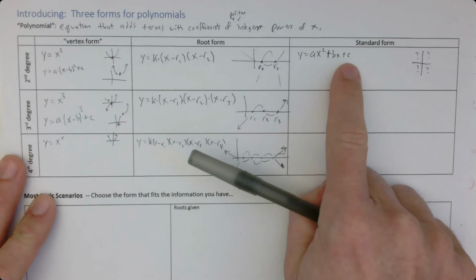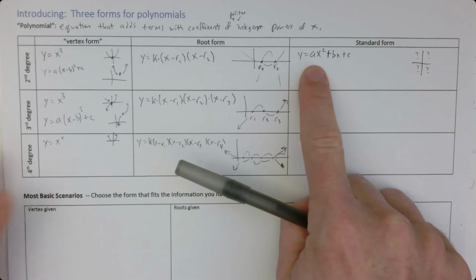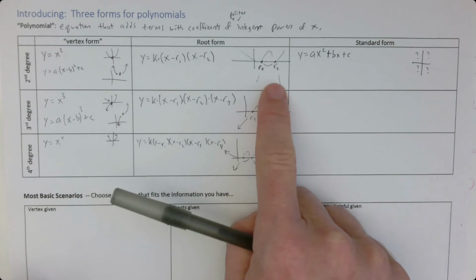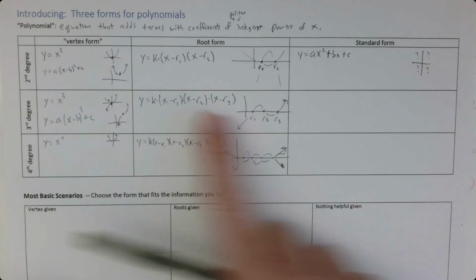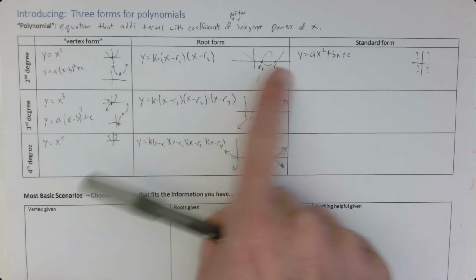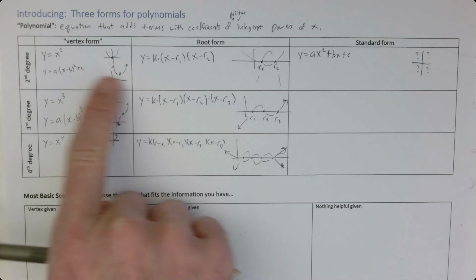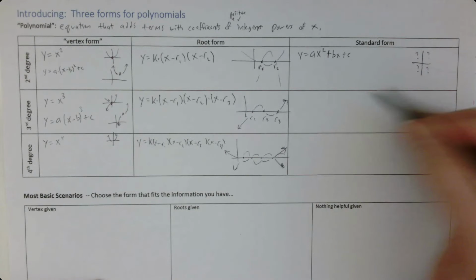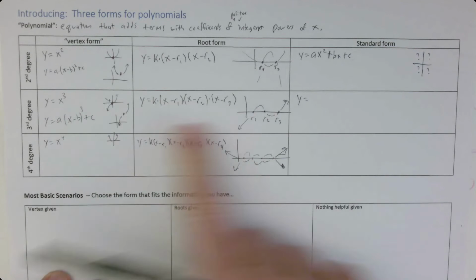And I hope the answer was C. So you know that C tells you the y-intercept. But A and B don't consistently correspond to any noticeable visual features of the graph. I mean, again, I guess A sort of does. Like if A is negative, you know the parabola is upside down. But it's not like root form here, where R1 and R2 are the two roots, or vertex form, where B and C give you the x and y coordinates of where the vertex ends up. So that's standard form.